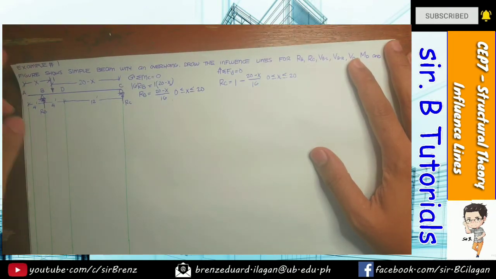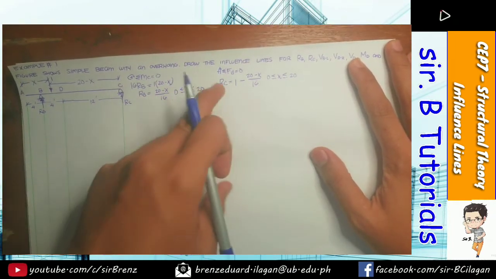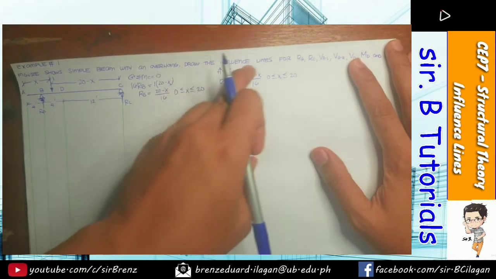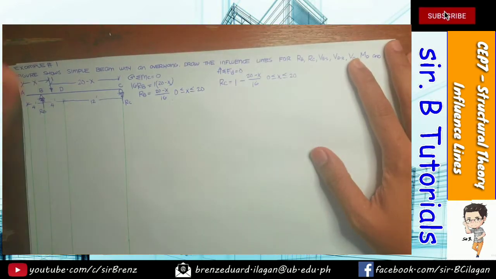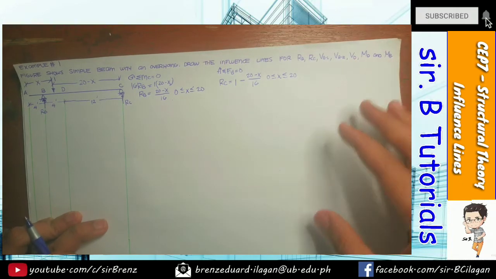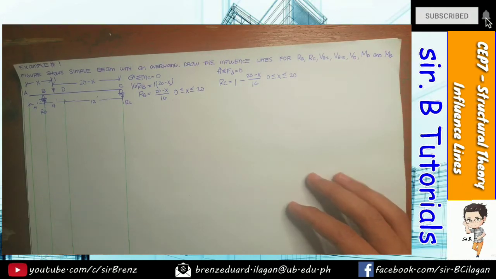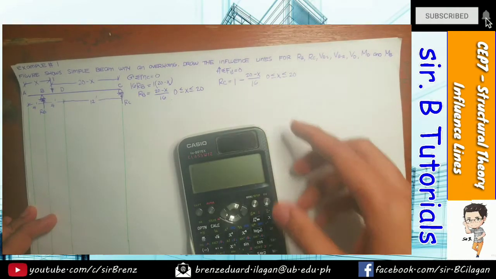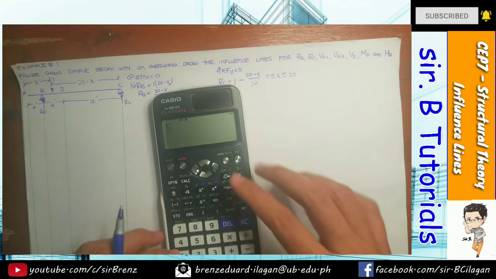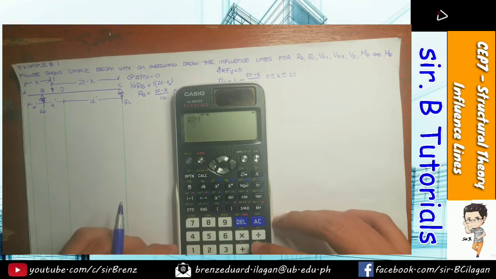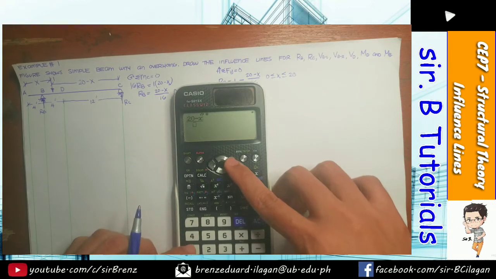Okay guys, so ang una natin gawin, i-drawing muna natin yung influence line niya. Kasi sabi dito, draw the influence line for RB and RC. Unahin muna natin yung sa mga reaction. Okay, so paano ba gagawin yon? So, since may nagawa na tayong equation, di ba? So, gawan mo lang dito sa calc: 20 minus x over 16.